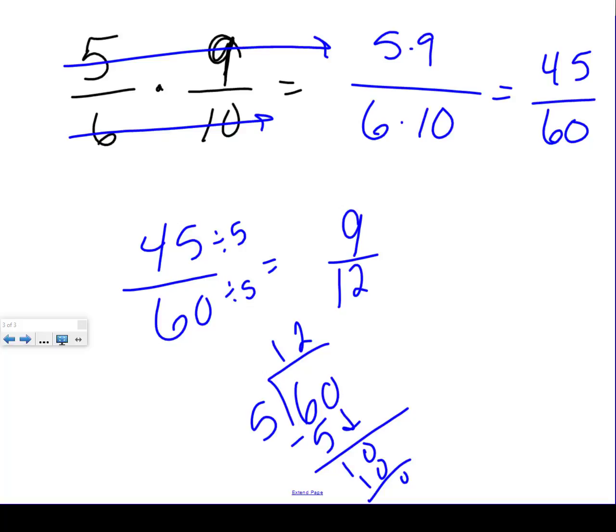So is 9/12 as simple as they come? No, because I can notice here that both of these can also be divided by 3. So is it okay that I didn't realize that 15 went into both 45 and 60 the first time? Yes, of course, as long as I keep simplifying until I find that final answer that can't be simplified anymore by a common factor. So this becomes 3/4 as my final answer.